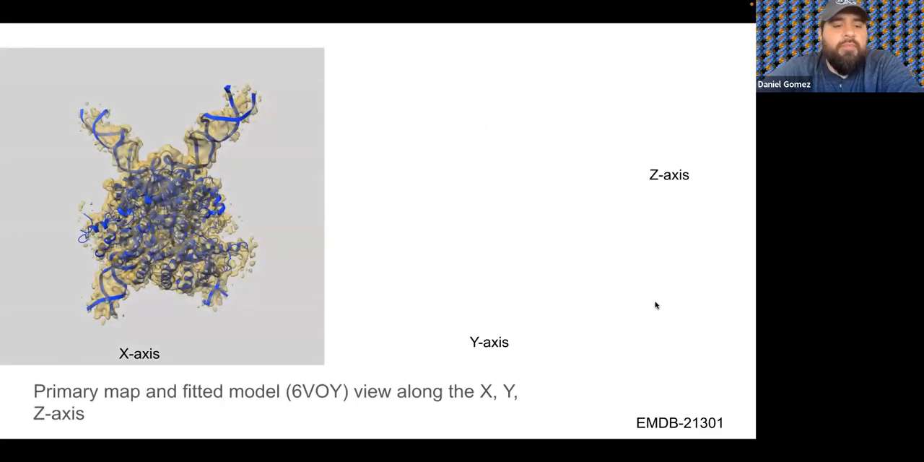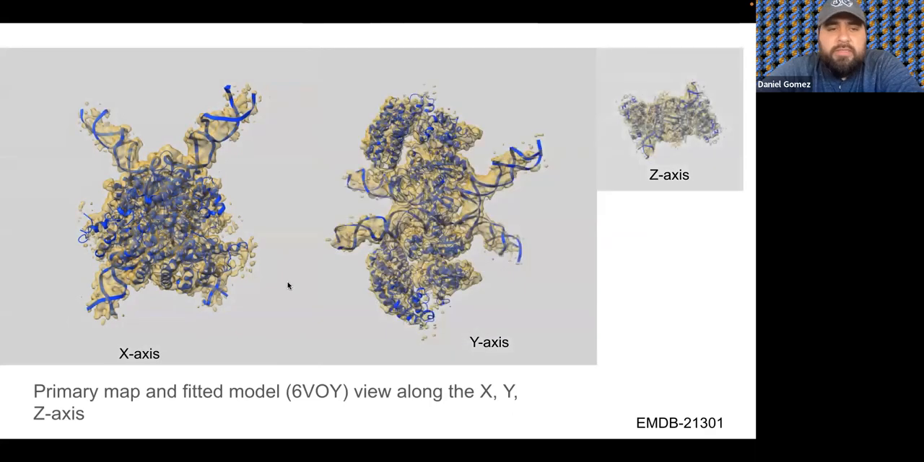Here we have the primary map and fitted model of the PDB deposit. So here we have the X, Y, and Z axis. So here you see these alpha helices of the protein, and then the DNA strands in blue. So this map was fitted to the PDB model. And then you see the y-axis, so the strands are on their side, and then you see some of these alpha helices, and then some of these beta pleated sheets inside, and then the z-axis is last.